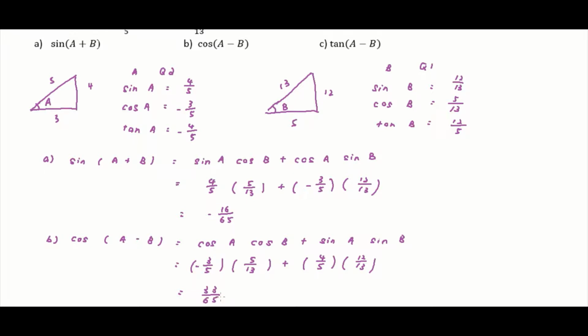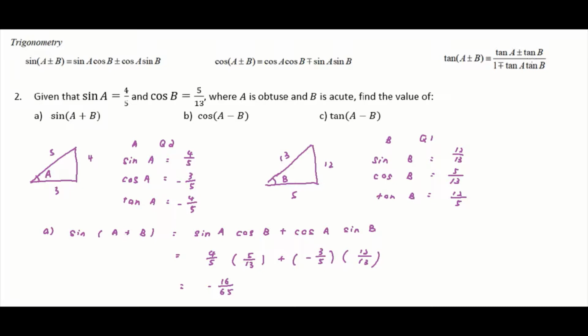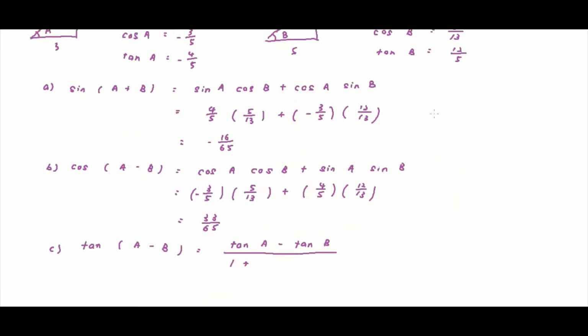Okay, move on to C. So C is tangent(A minus B). What is the formula when you try to expand this? Yeah, so you will have tangent A minus tangent B, then after that, divide by 1. Don't forget when you have minus here, the top will follow the minus, but the bottom will be plus. So minus, minus, plus. So that's why 1 plus tangent A multiplied by tangent B.